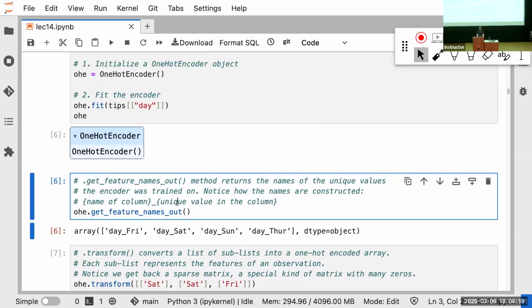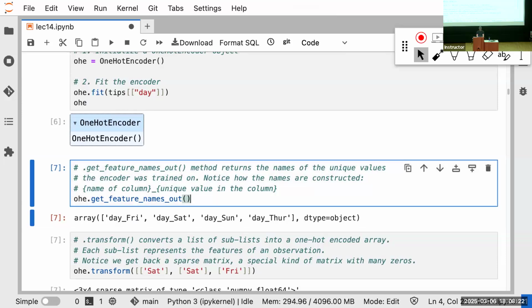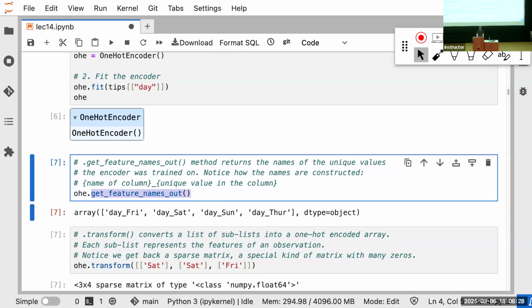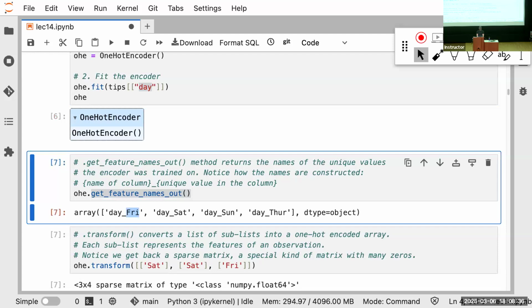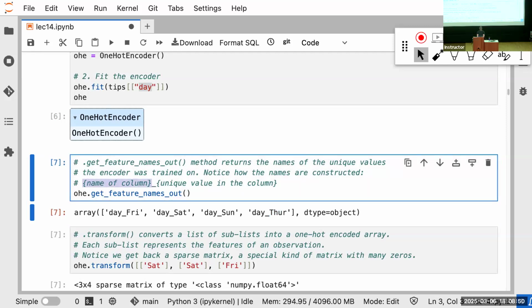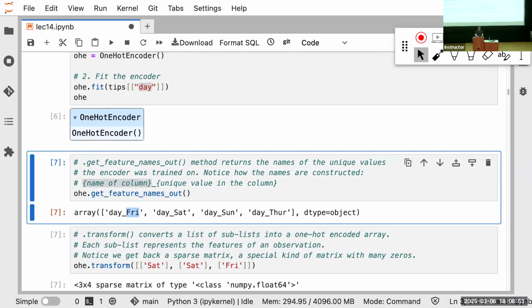Okay, so if I run ohe.get_feature_names_out, I use this method. What does it give me back? It gives me an array that names all of the different values that it saw in the column of interest. So in this day column, it saw the values Friday, Saturday, Sunday, and Thursday. Notice what else it's doing. It doesn't use the values Friday, Saturday, Sunday, and Thursday as labels. It takes the name of the column, so the day column, uses an underscore, and then puts the actual value. This is very common in other languages too. You can change this default if you want, but this is a pretty common default.